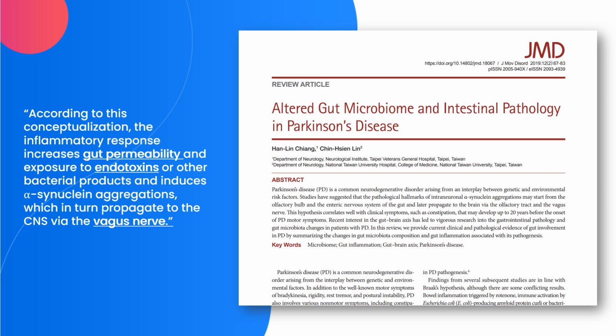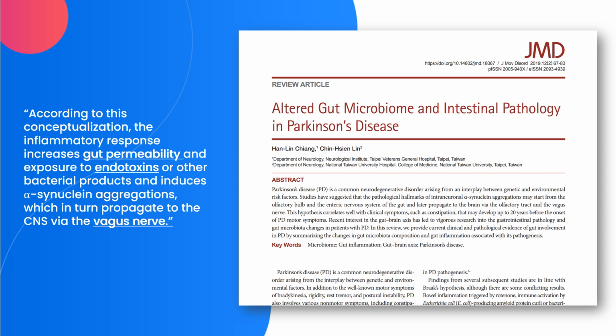This 2019 study also found a connection between the gut microbiome, intestinal pathology, and Parkinson's disease. This study found that the inflammatory response actually increases gut permeability and exposure to endotoxins like lipopolysaccharide. The exposure to these endotoxins and other bacterial products can actually induce alpha-synuclein aggregations, and that in turn allows it to propagate to the brain and the central nervous system via the vagus nerve.